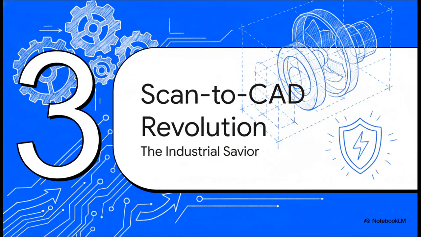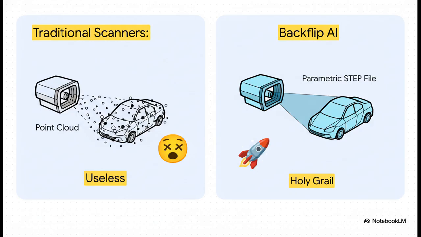Next up, we're getting to the feature that the guide calls an industrial savior. And honestly, this is what makes Backflip AI a total beast, especially for pros. And the difference here is, well, it's night and day. It's not even a fair comparison. Traditional 3D scanners, they give you a point cloud, which is just millions of tiny dots floating in space. You can't really do anything with that for serious engineering.